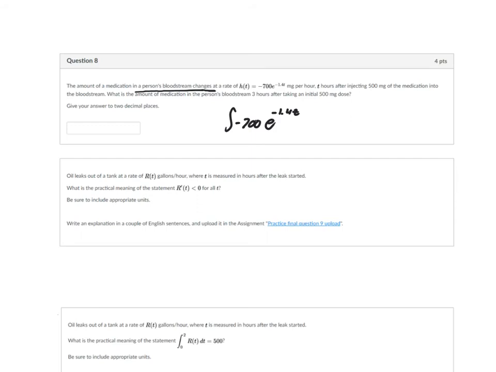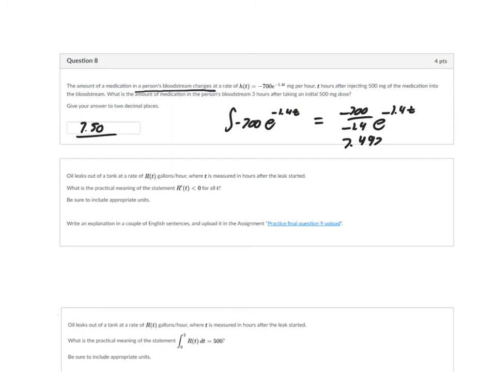So this is a pretty easy integral. We're going to say this is equal to -700 over -1.4 e to the -1.4 t. Okay, and then we're going to plug in a value of 3 into that. Whenever you do that, you will get an answer of 7.497. So 7.50.